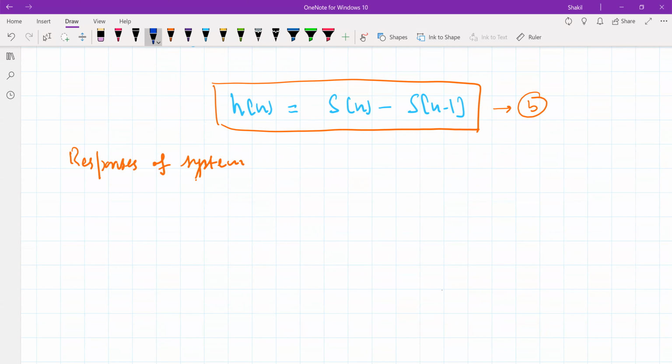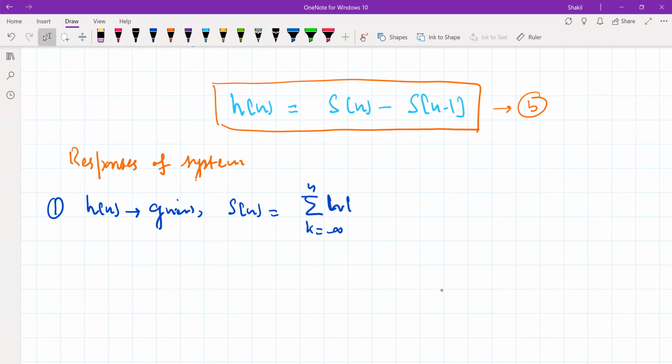So first, if the impulse response is given, meaning h of n is given, then the step response can be calculated like this. Again, this is now delta n, this is s of n. S of n is simply the sum of all the previous values of h of k. So this is how we write the step response.